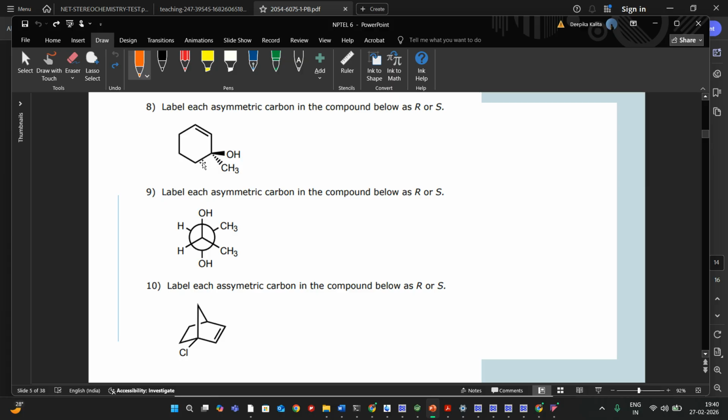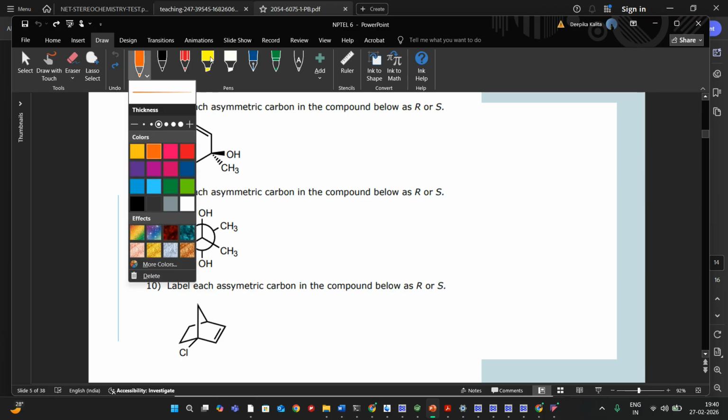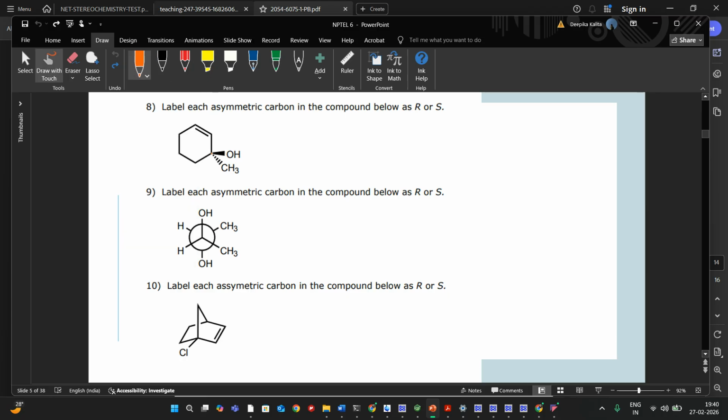So in the first question, label each asymmetric carbon in the compound below as R or S. There is only one asymmetric carbon present in the first compound, which is this one. So you have been asked to identify the absolute configuration of this center. This OH group will get the first priority. The handle with the olefin on it will get the second priority. The other alkyl chain of the cyclohexene ring will get the third priority and the methyl group will get the fourth priority.